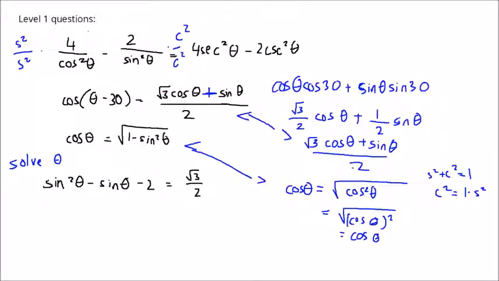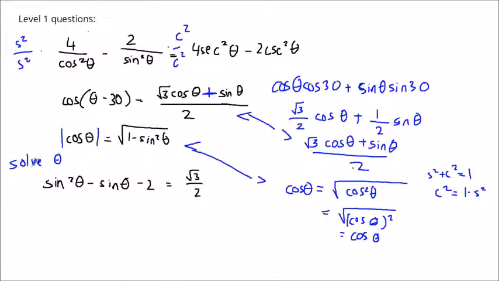Actually, yeah, I should say that this is the identity, not just cosine theta, because identities actually have to work the same way for all numbers of the domain. All numbers of the domain have to work the same way, right?